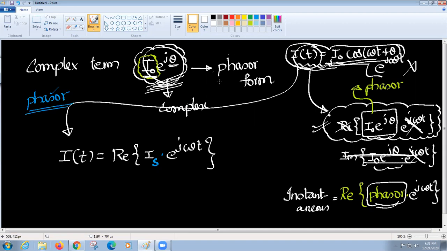Now what is the phasor form here? It is I naught e to the power of j theta. This is the phasor form of the current, or phasor current you would say, or you would say current phasor. Of course I can write it down also like this, because this is always complex.